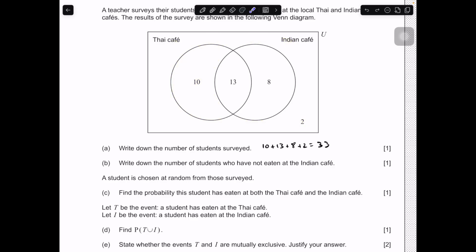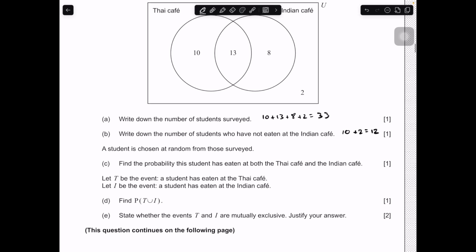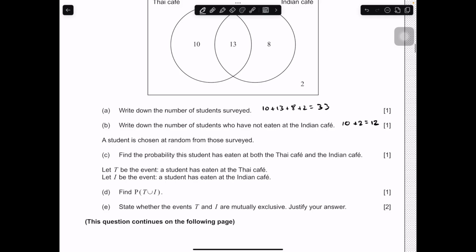So the number of people that haven't eaten at the Indian cafe is just, well, the 10 that just ate at the Thai and the 2 that didn't eat at either. So that would be 12. Okay. A student is chosen at random from those surveyed. Find the probability this student has eaten at both the Thai cafe and the Indian cafe.